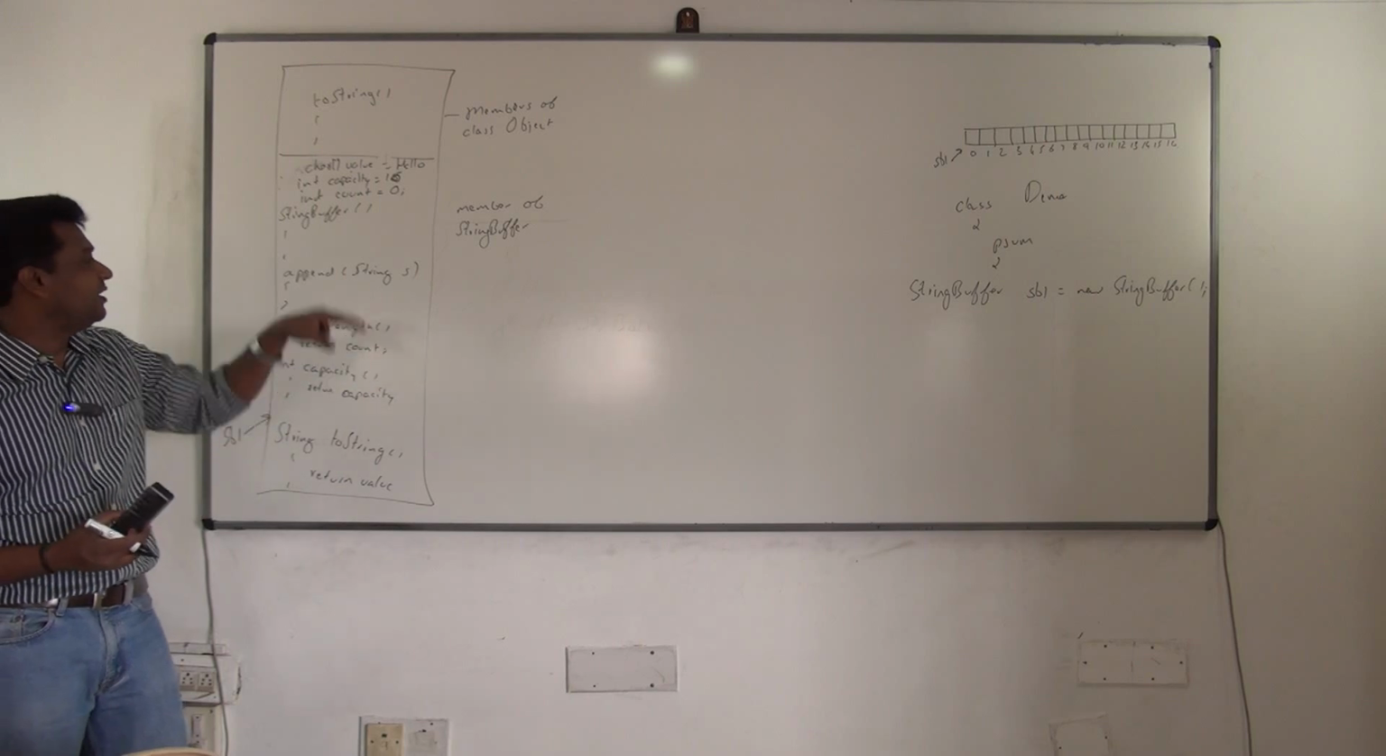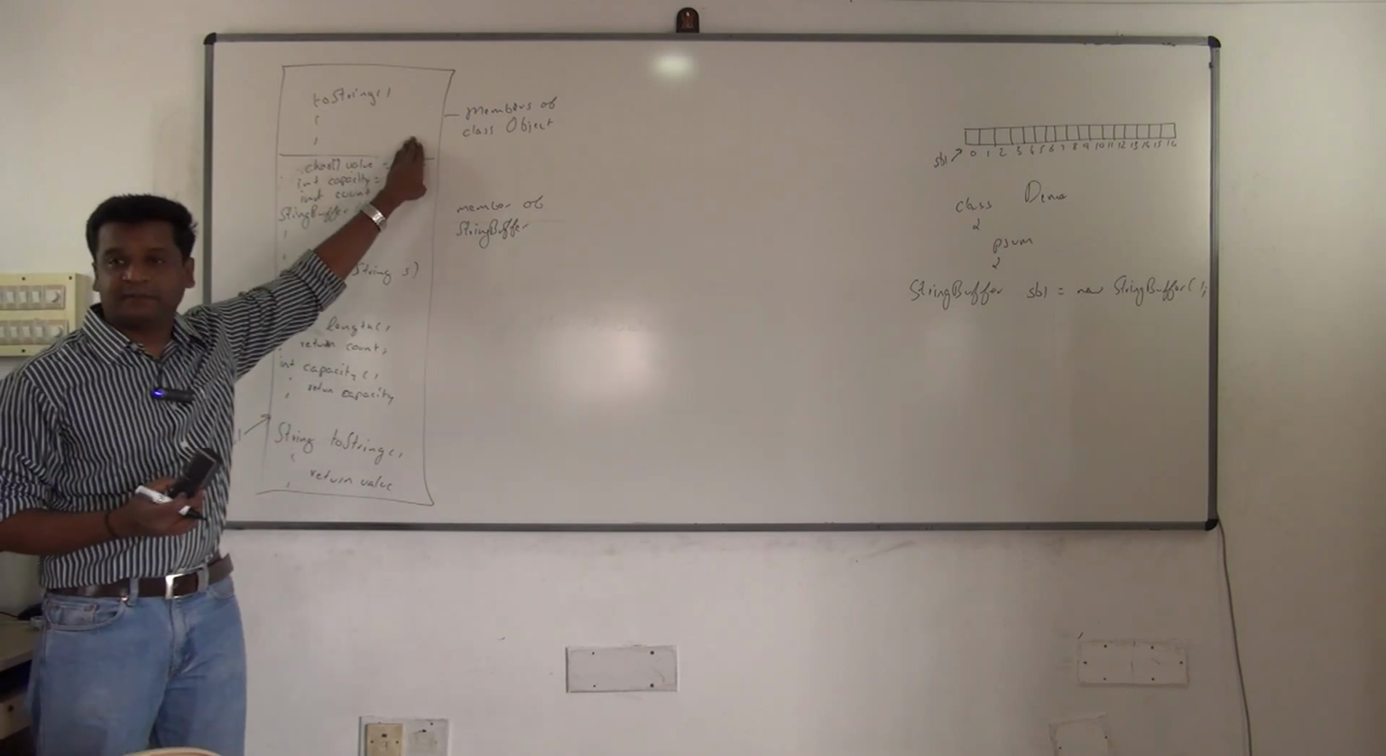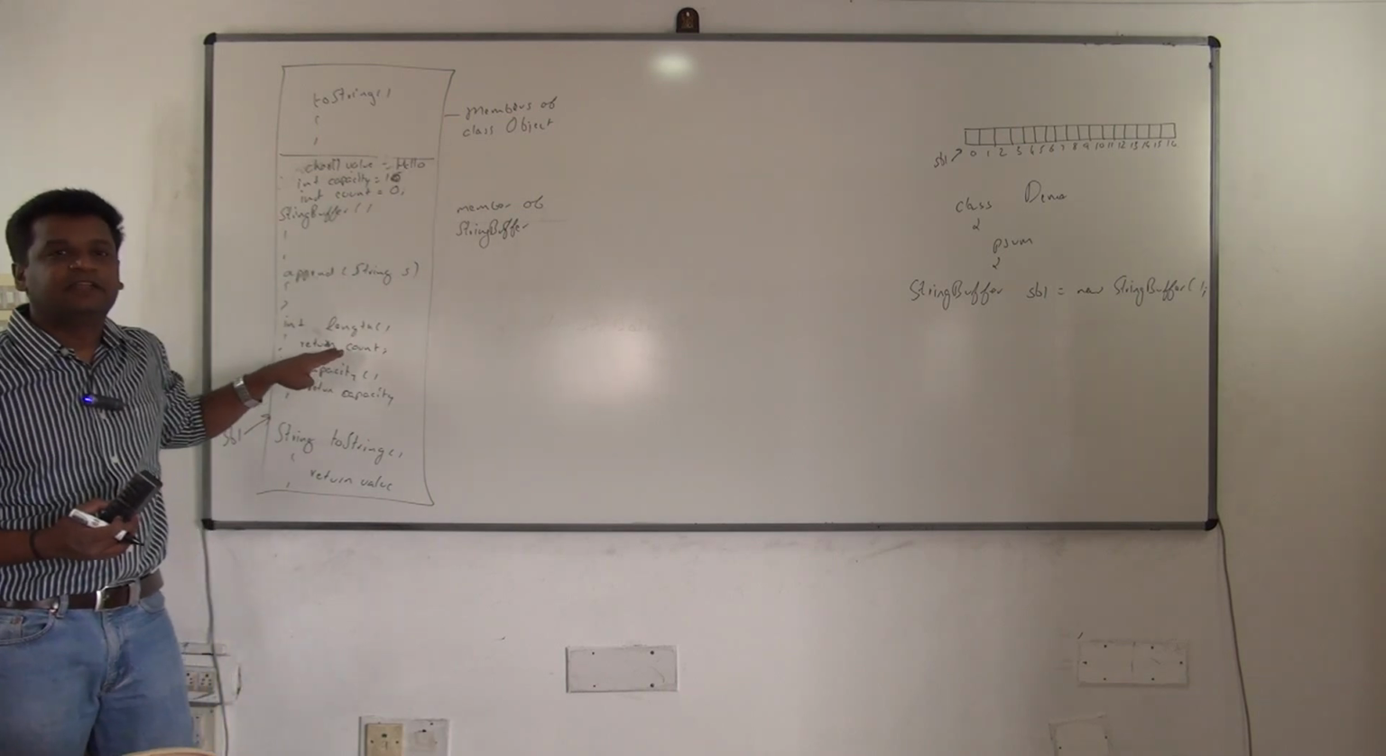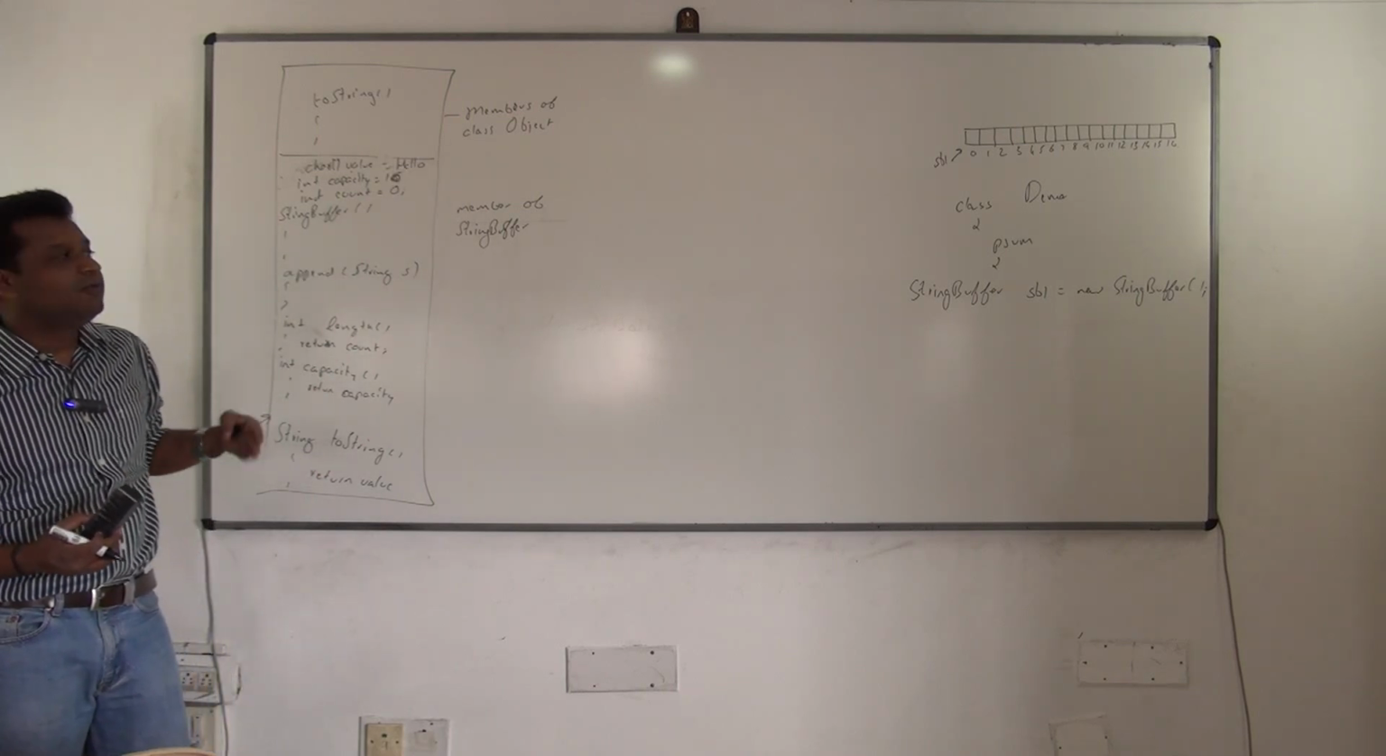So first time when you created, this is how it has happened. Hello will not be there. So it will print length is 0 and capacity will be 16. If you want, I will append.